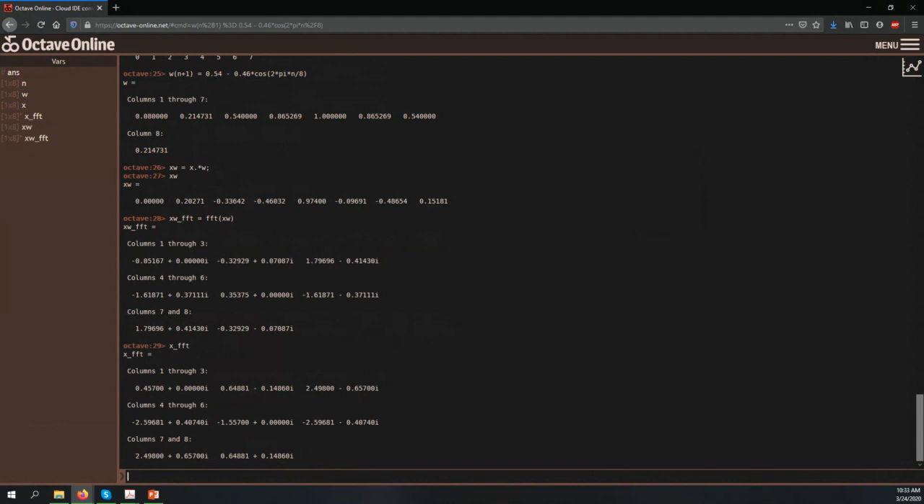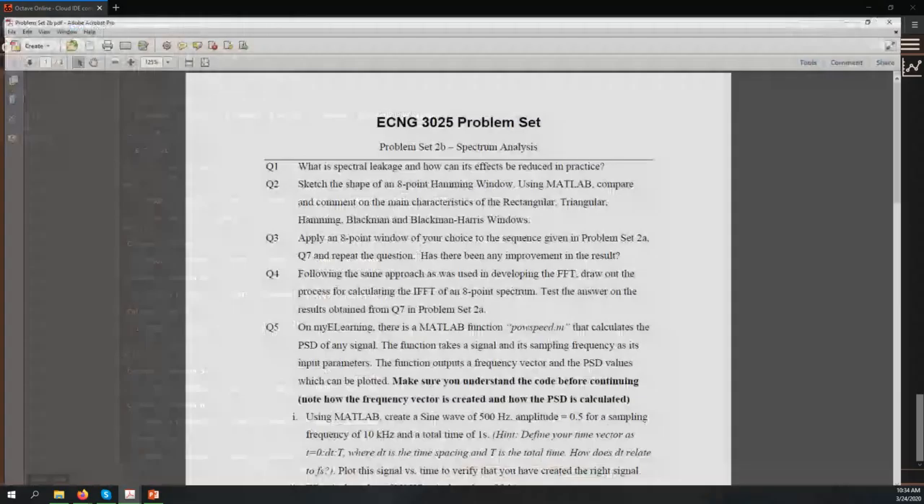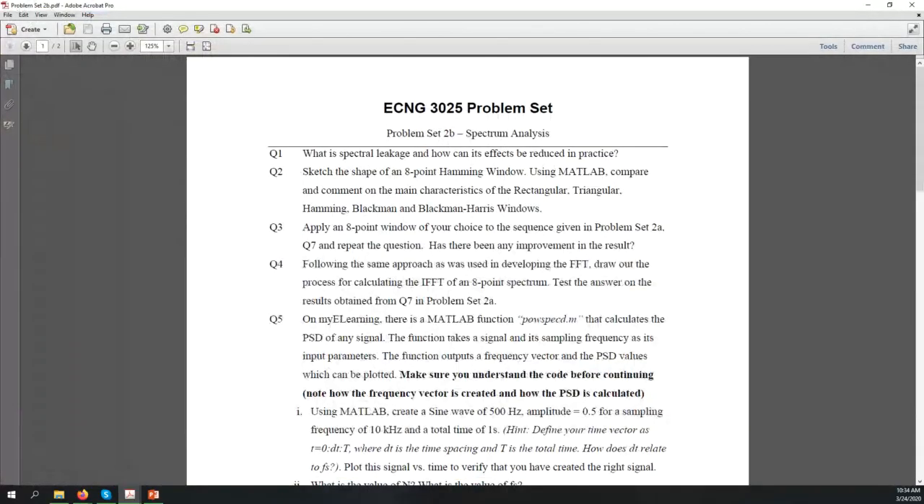Right, any questions regarding this? So let's see. Problem set 2A question 7 basically told you that it was sampled incorrectly. So yeah, that was given to you.